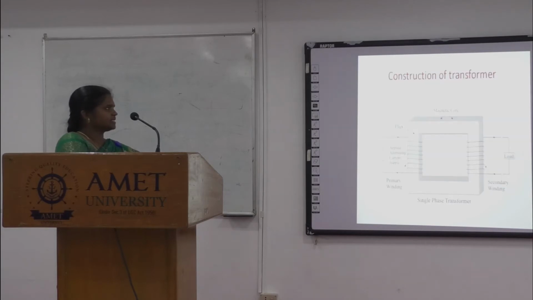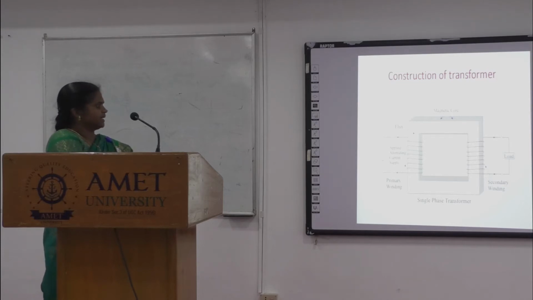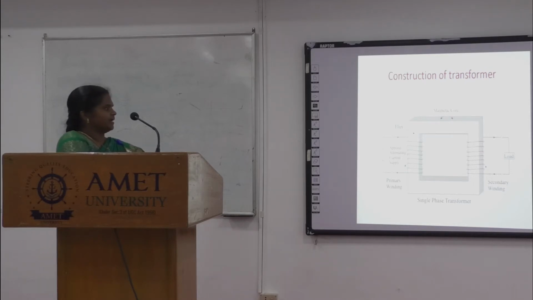Let us discuss the construction of the transformer. So this is a transformer. It mainly consists of the core, windings and the isolation. So here, in the construction, the windings are placed over the iron core and we feed the input supply across the primary winding. Across the secondary winding we can connect the load.